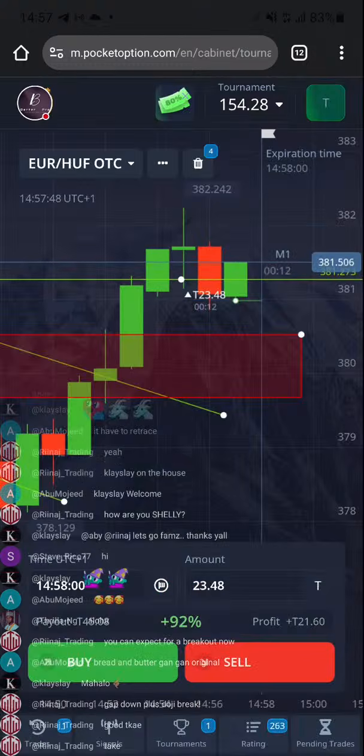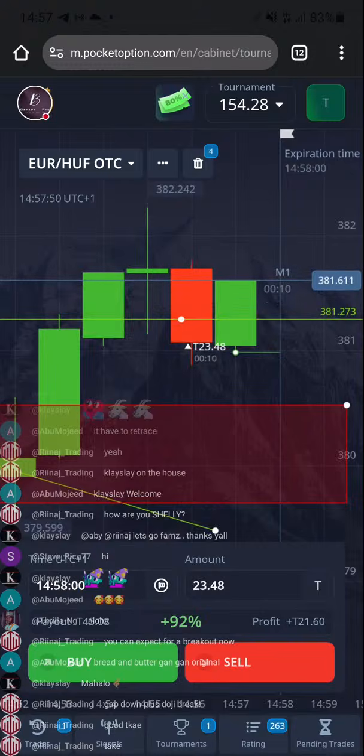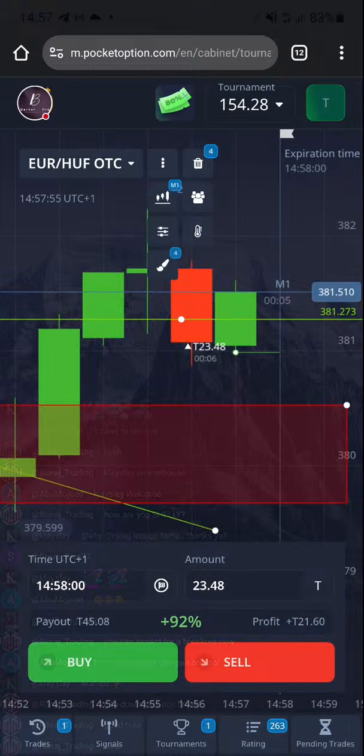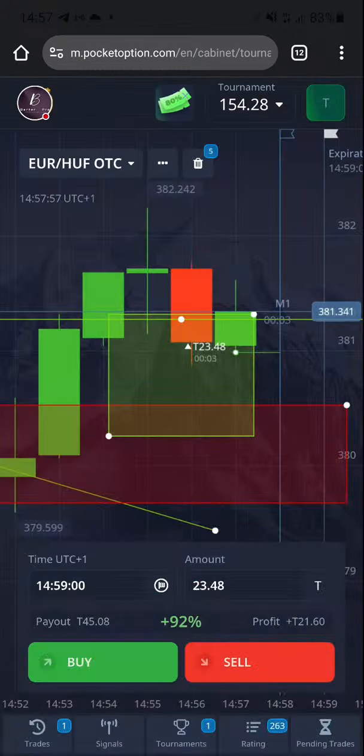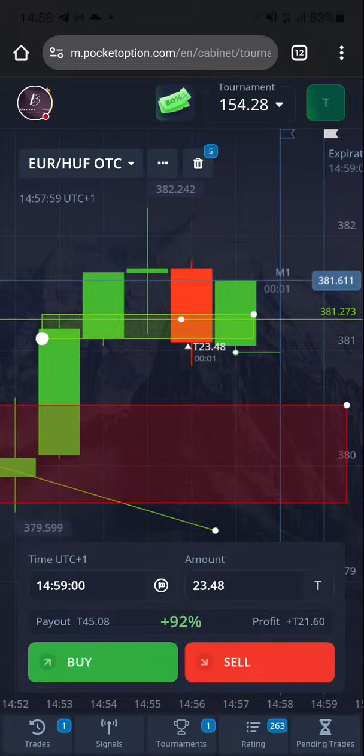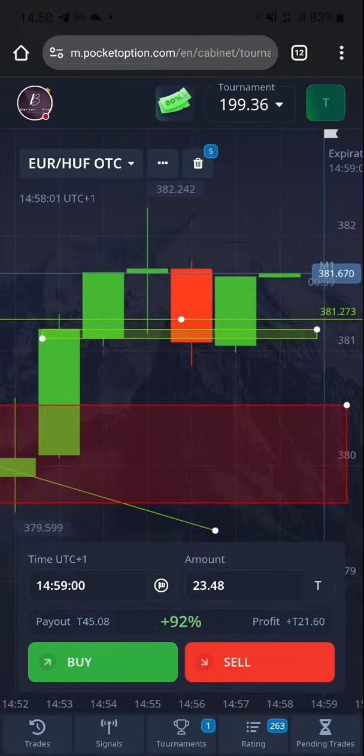Yeah, good. It was a very good take actually. Under the round number, you can see this 381. You understand? And we have this overlapping level here. Let me show you because a lot of people probably didn't see it. A lot of people probably missed it, but this is the overlapping level you can see.